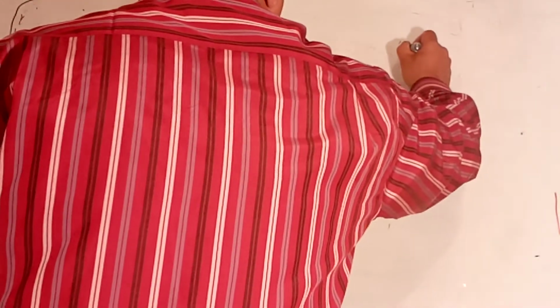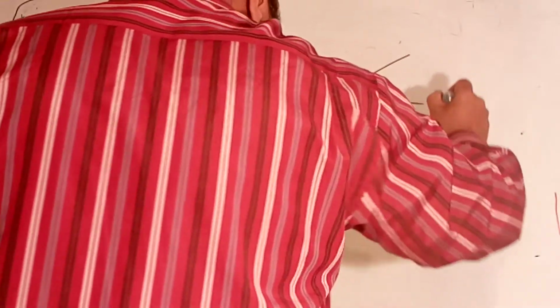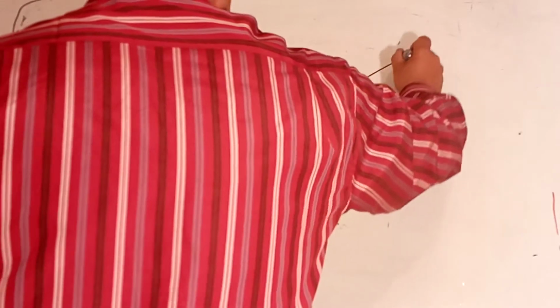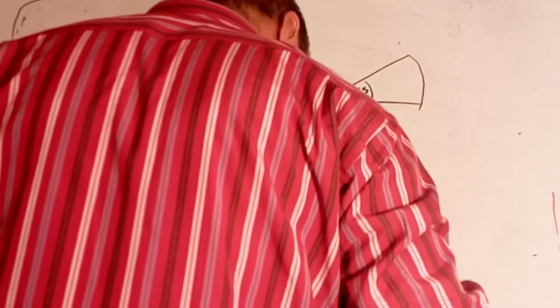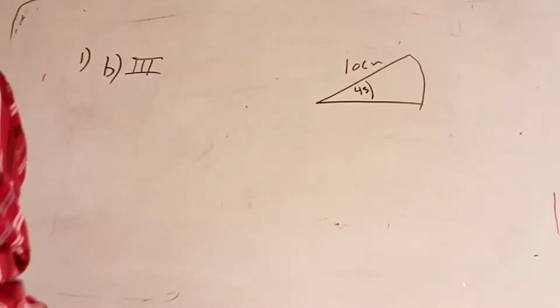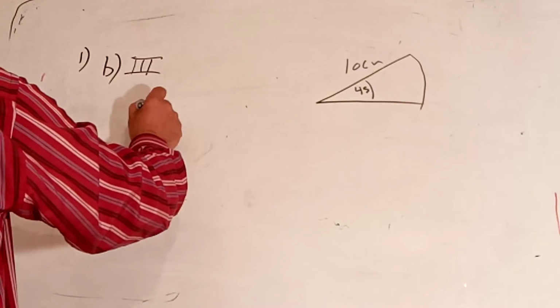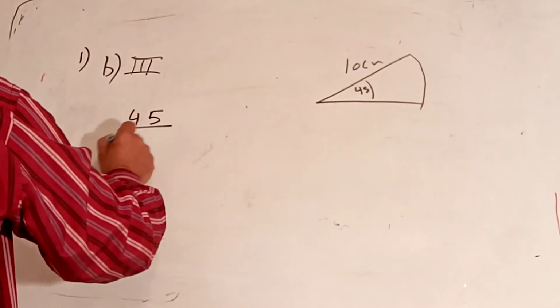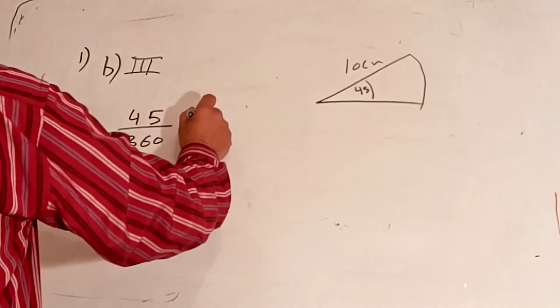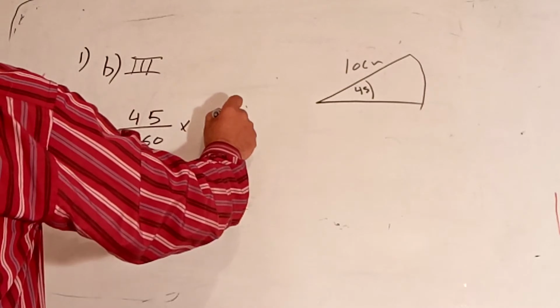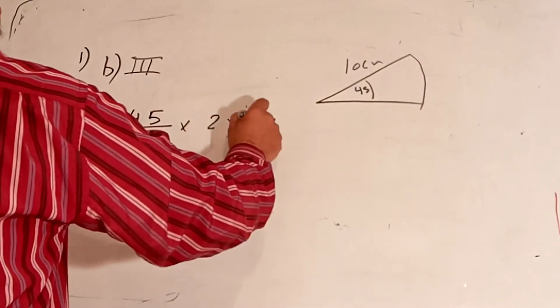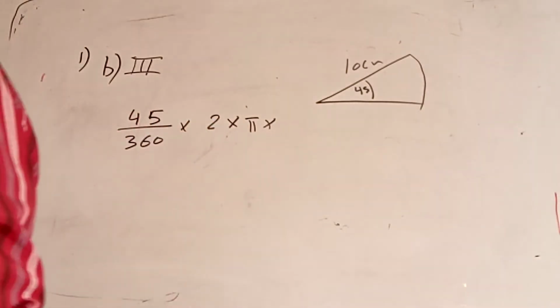Let's take a look at it. It's like this. This is 45, this is the arc, and this is 10 centimeters. Again, find the length of the arc. It will be 45 divided by 360 multiplied by 2 pi r, where r is 10.